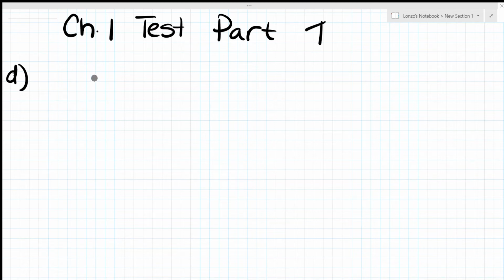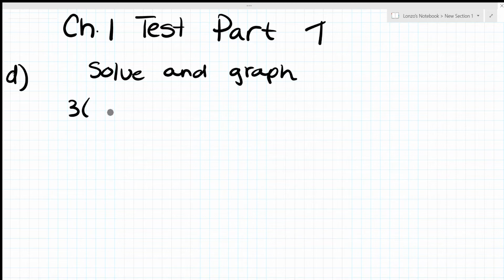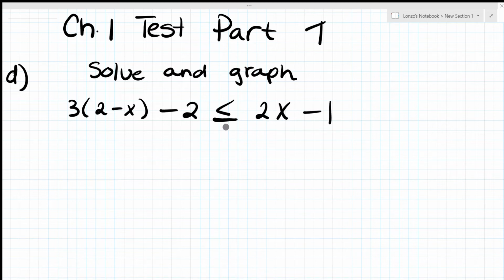The question says to solve and graph. So we have 3 times (2 minus x) minus 2 is less than or equal to 2x minus 1. So what are we dealing with here? Are we dealing with an equation or a system of equations? I mean, an inequality. Sorry. So are we doing an equation or an inequality? We're dealing with an inequality, right?